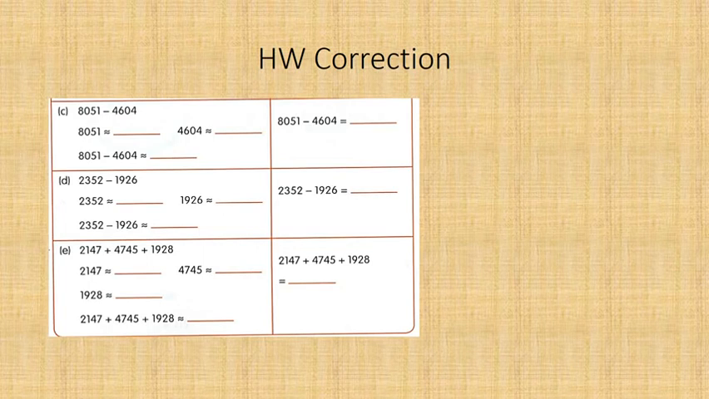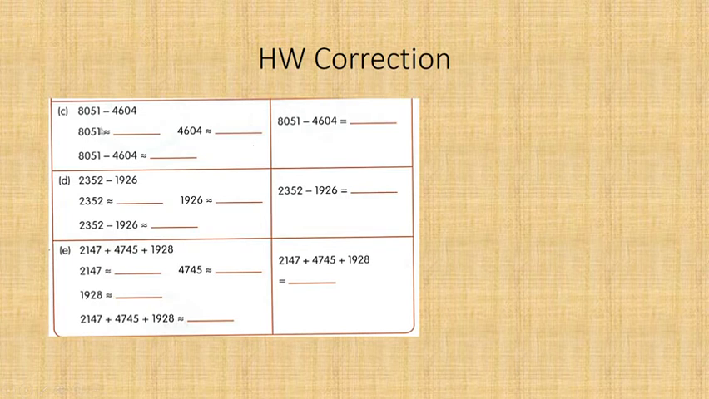Here, the question is saying that I need to subtract these numbers, but first I have to round them to the nearest thousand, and after that get the approximate answer or the rounded answer, and after that I have to calculate the answer accurately and compare between them. Like, is it near to it or is it very far from it? So let's start with question number C.